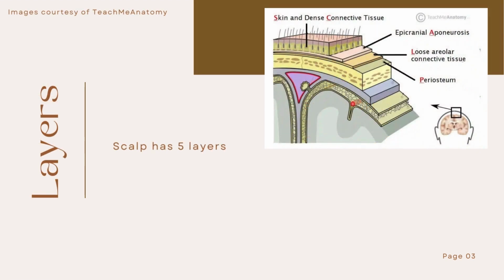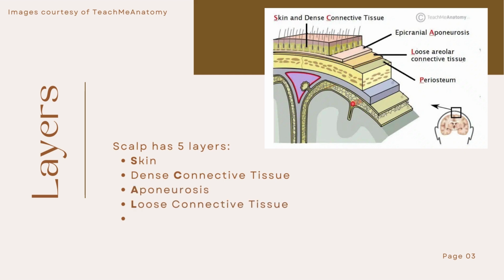The scalp has 5 layers. The first layer is skin, which contains numerous hair follicles and sebaceous glands. The second layer is dense connective tissue. This connects the skin to the aponeurosis. It's also richly vascularized and innervated.